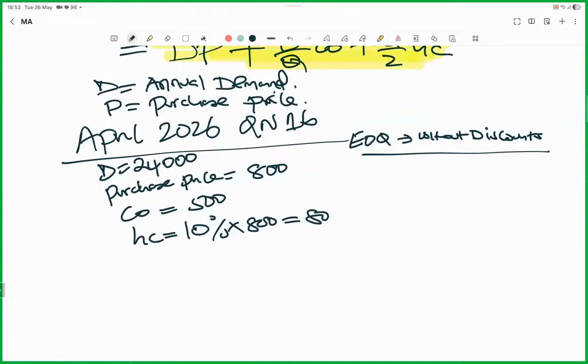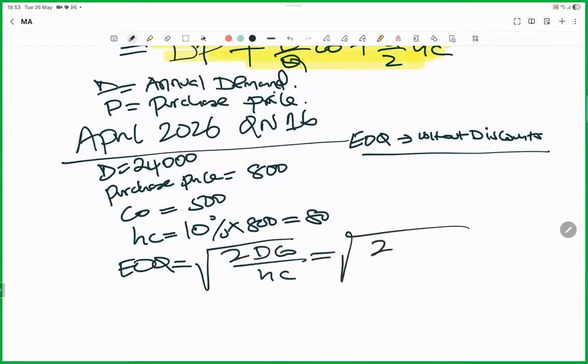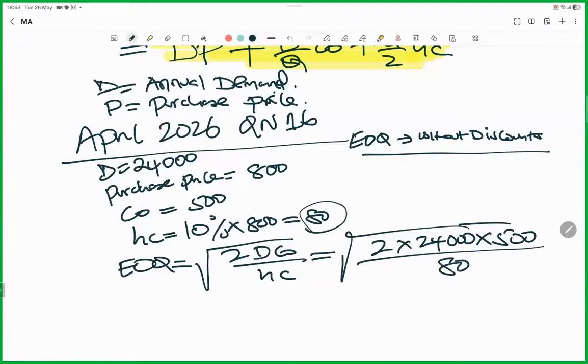So if that happens, our EOQ formula, we know it is the square root of 2DCO over HC. It will be 2 times annual demand 24,000, cost per order 500, all over holding cost, which is 80. So this ended up giving you what figure? 547.72 units.